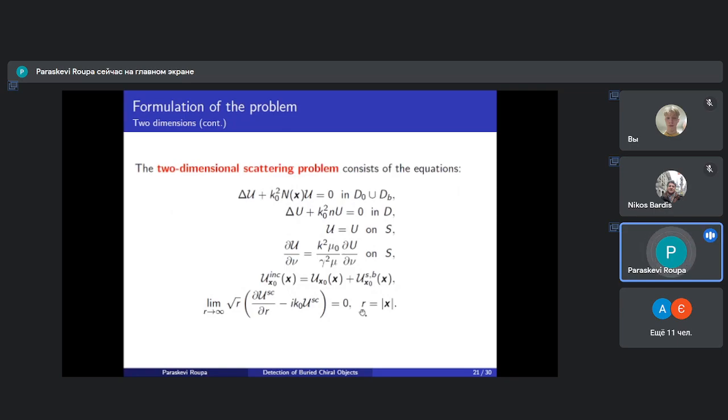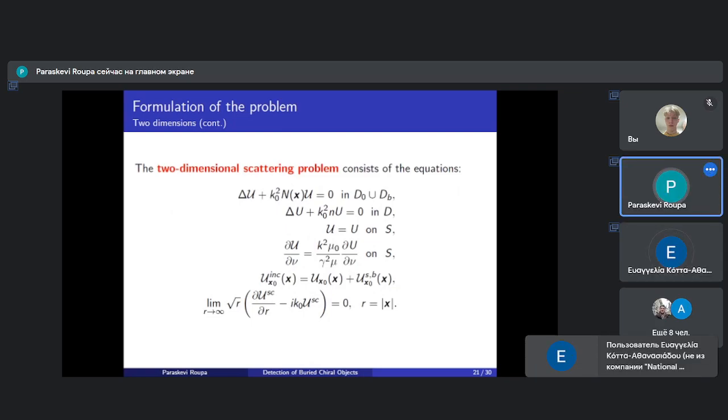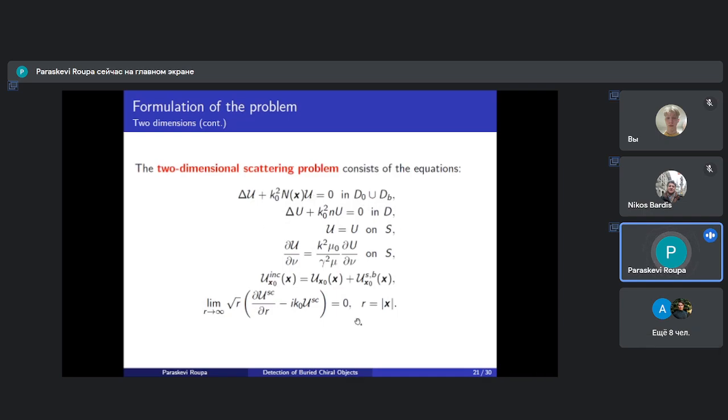And now, if we summarize the above analysis, we can formulate a two-dimensional scattering problem, as we can see in this slide, which consists of the Helmholtz equation, which holds in D_0, the outside of the scatterer and our background, and it holds also in the space of our background, and the Helmholtz equation, which is valid in our scatterer. We have the transmission conditions on the surface of our scatterer, and of course the Sommerfeld radiation condition. This problem is well posed, and so we can proceed in order to solve it.